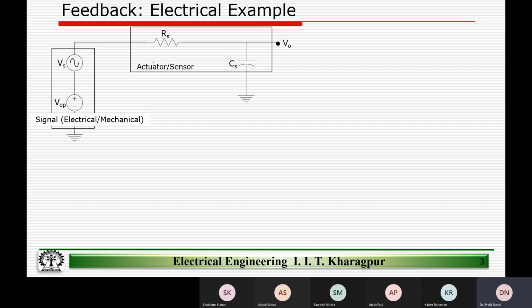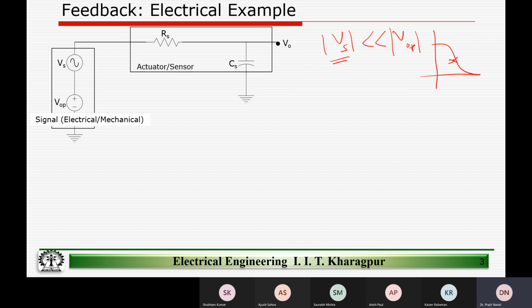It can be an electrical signal for an actuator, or a mechanical signal for a sensor. And typically, this signal Vs, from a pure magnitude point of view, will be much smaller than VOP, the operating point, because this ensures that the input signal does not change the operating point of the system, right?